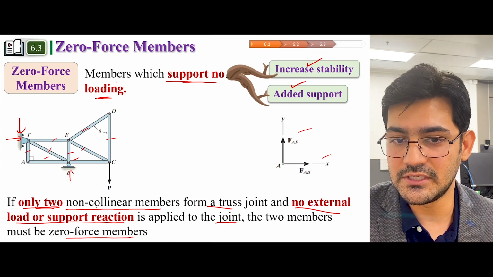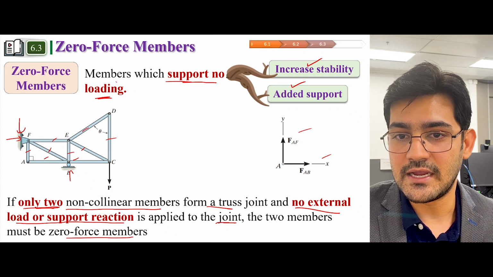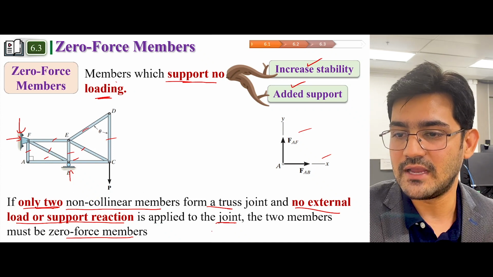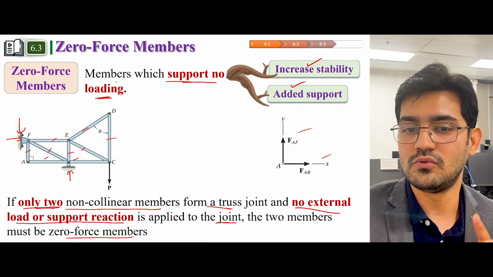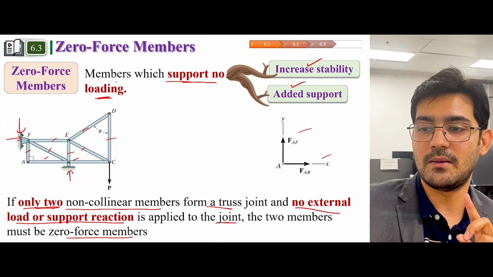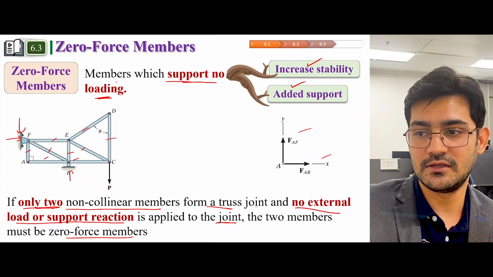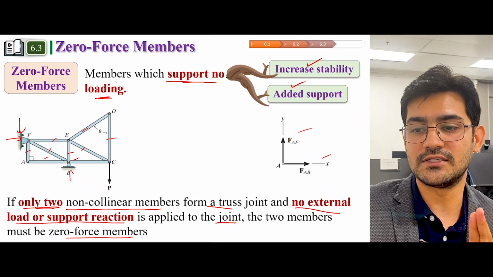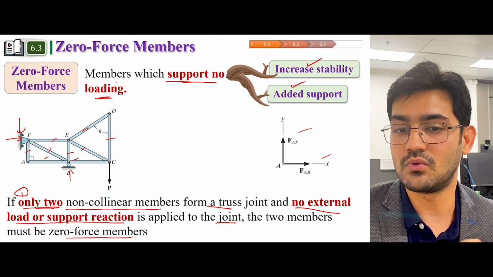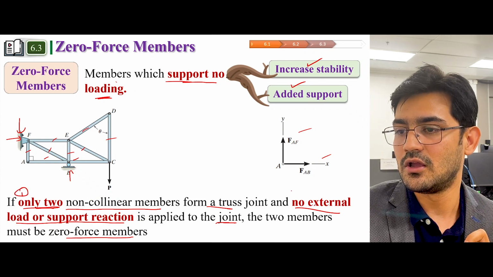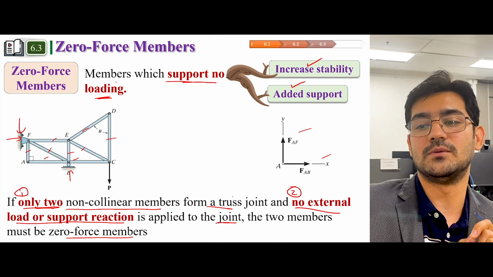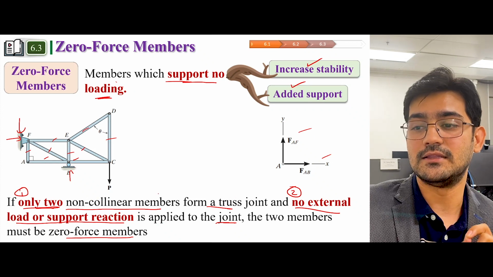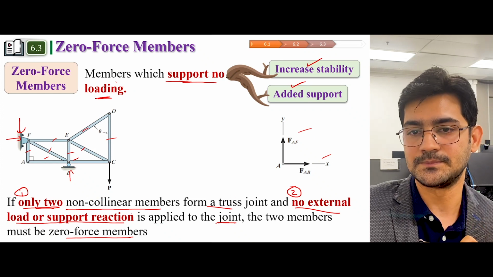First we have to look at the joint, right? If only two non-collinear members form a truss joint and no external load or support reaction is applied. So there are two things. One is only two members, and another one is no external load or support reaction is applied. Then these members are called zero force members.